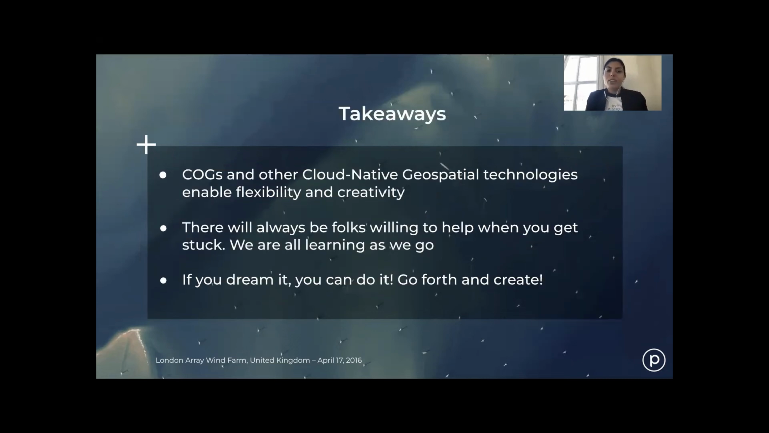So some takeaways I took from this project. COGS and other cloud native geospatial technologies really allowed me in this project to be flexible and to exercise my creativity. I am also pretty new to the cloud native geospatial space, and there were times when I felt stuck and didn't know what to do. There will always be folks willing to help you when you get stuck. This is a really supportive community, and we're all learning as we go. So definitely don't feel like you're alone in that.